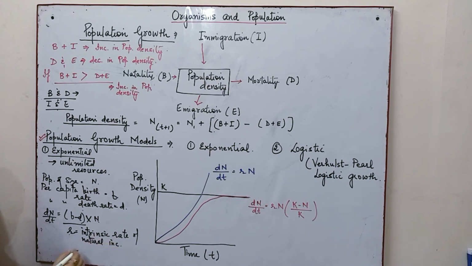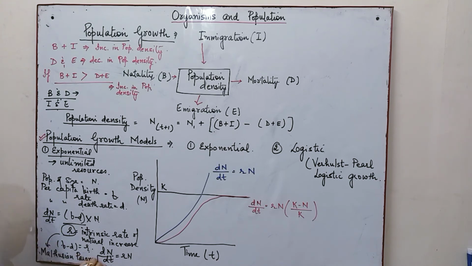So if we put the value over here, rb minus d is equal to r. So the entire equation will turn as dN upon dt is equal to rN. Now this r is also the Malthusian parameter. This r is also known as Malthusian parameter.